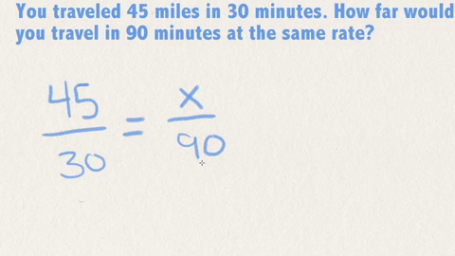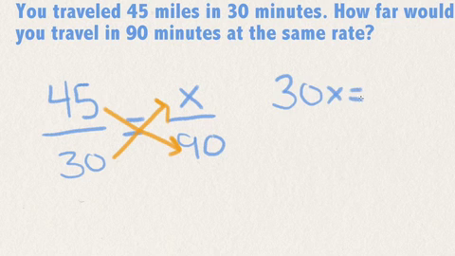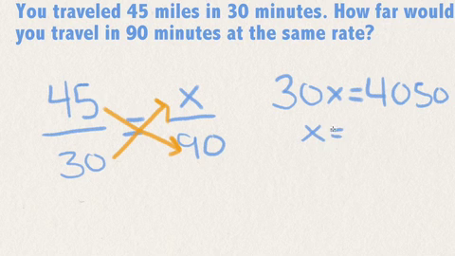Go ahead and do the cross multiplication. The bottom to the top, and the top to the bottom. So we're going to end up with 30x is equal to 4,050. Divide both sides by 30, because now it's just a simple algebra problem, and get 135. Make sure in your final answer you include the units, and we know it's miles because that was the unknown before.